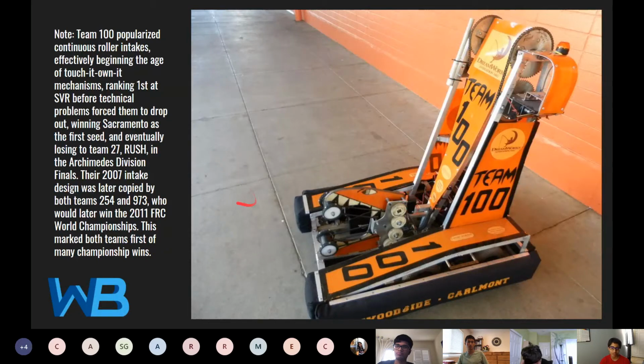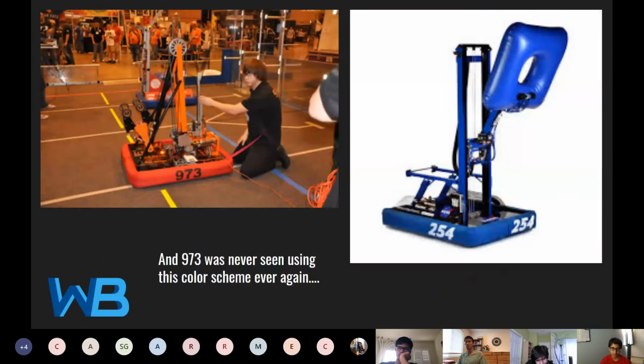And then in 2011, which used inner tubes again, so similar games, repetition, both 254 and 973, who had both been beaten by Team 100 on individual occasions, utilized their articulating roller intake mechanism and just ran with it to worlds. They were the world champions for that year, right? 254 and 973's robot Titan both ended up winning a championship. Also, don't worry, 973 doesn't run orange now. You'll never have to see that again. My eyes are burning. I don't want to stay on this page any longer.